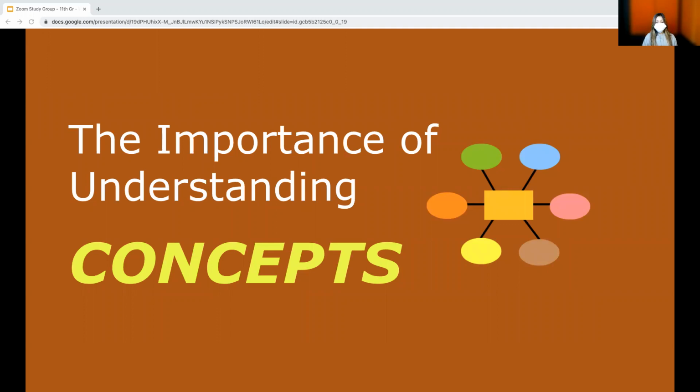So, the importance of understanding concepts. What exactly is a concept? This may be difficult to pinpoint or define. So today we're going to work on defining what concepts are and how to distinguish them from other details in our work.